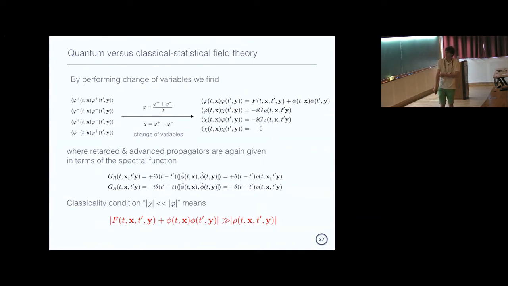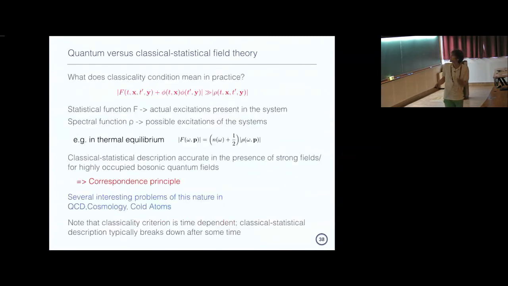Well, it means that for typical contractions of chi being less than typical contractions of phi, what we need is that essentially these two guys here are much smaller than whatever we have here, where we have two classical fields present. And so really the classicality criterion is that the statistical two-point function plus some field expectation value is actually much larger than the spectral function. And that is a statement that, equipped with what we discussed before, we can actually somewhat understand.